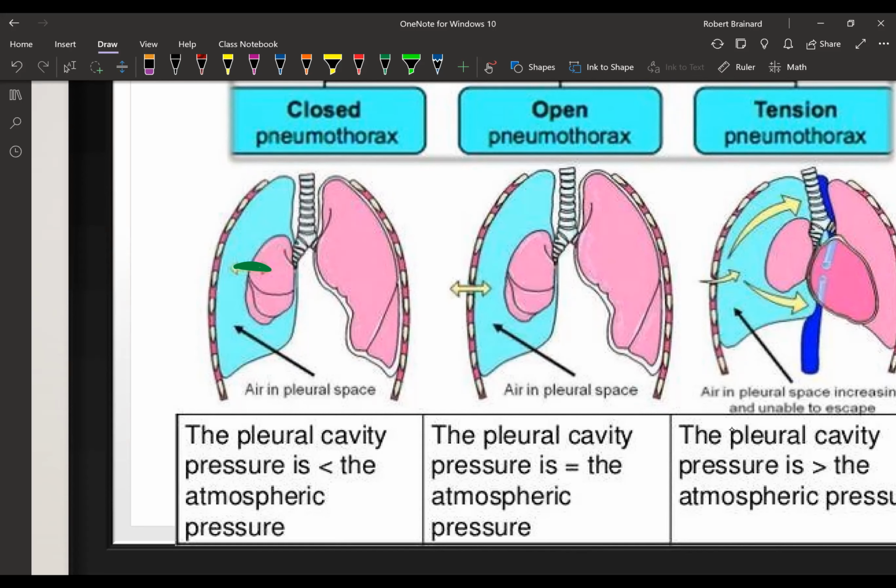Another example of this is maybe football players or people who are tall and they suddenly fall and have that really big inertial change in their body that could cause a rip in the visceral pleura. And so that's a closed pneumothorax, where pleural cavity pressure is less than atmospheric pressure. Does it make sense?